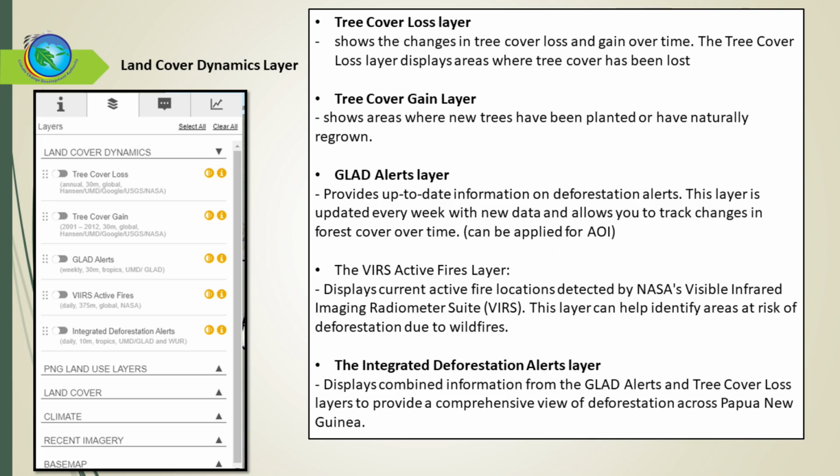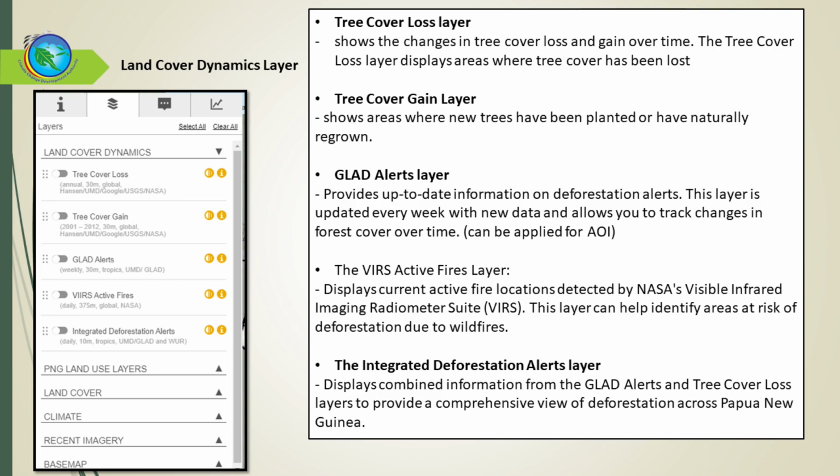Let's dive into our Layers tab in more detail, as this tab contains a lot of area data that will be used as the basis for our analysis. Our first sublayer is the Land Cover Dynamics layer. Let's go over each in detail. The Tree Cover Loss layer shows the changes in tree cover loss and gain over time and displays areas where tree cover has been lost. The Tree Cover Gain layer shows areas where new trees have been planted or have naturally regrown.